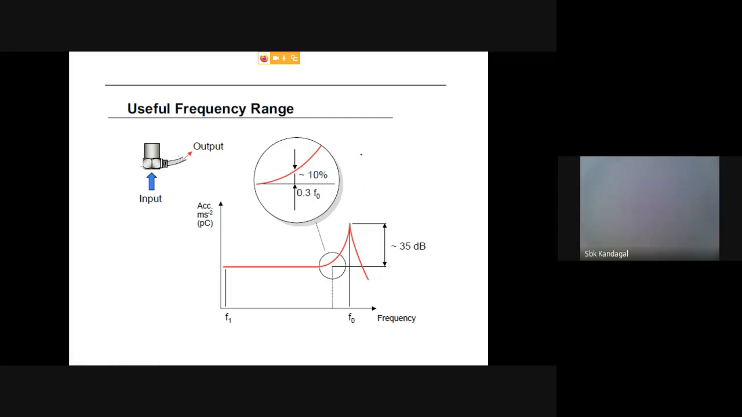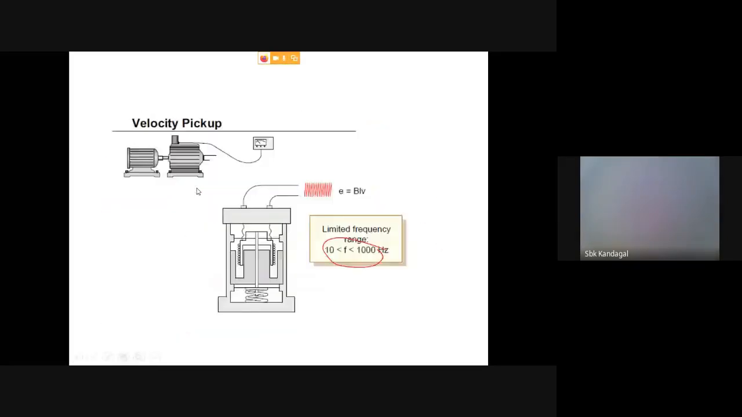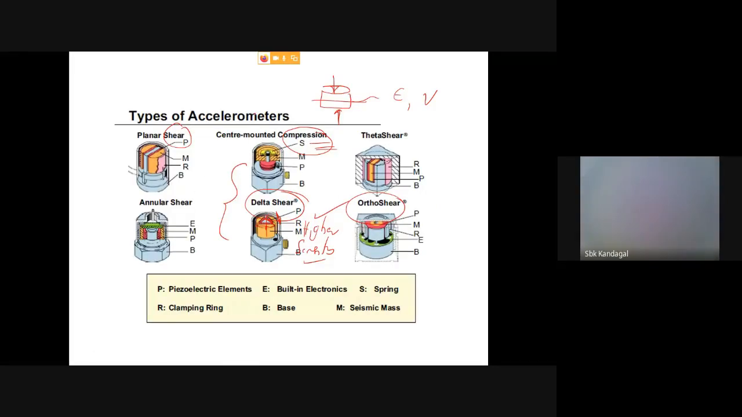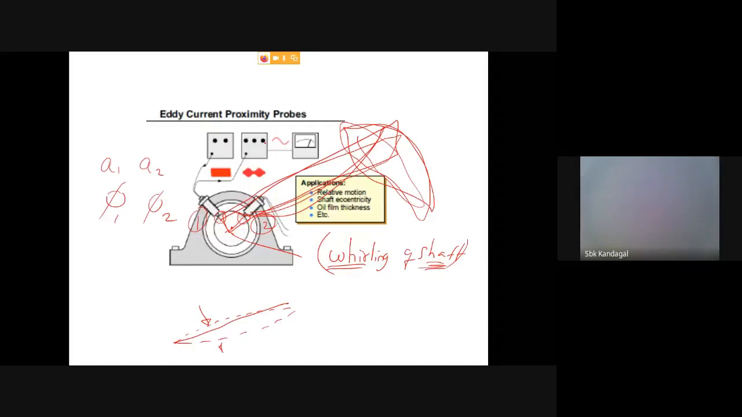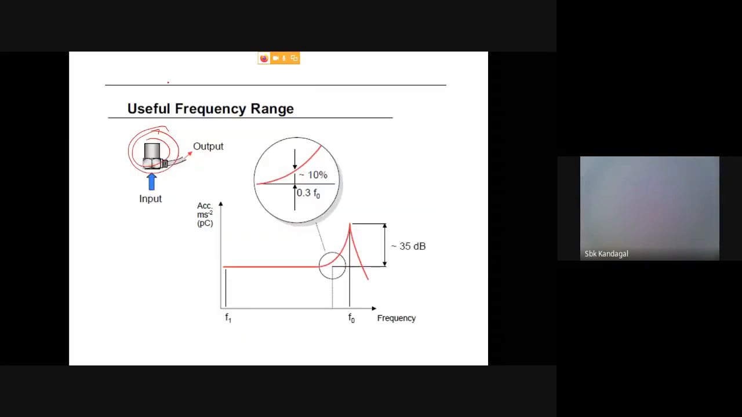Remember the frequency range. Each accelerometer, as you have seen, has a preloaded mass. Just to show you here, if you observe, there is a preloaded mass inside. The spring and preloaded mass are there. This preloaded mass will act as a single degree of freedom system, and it will act as a resonance. That's why each accelerometer has a resonance.